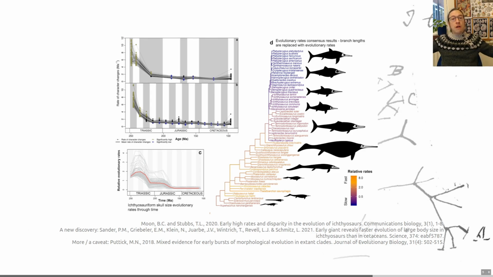So the first example of a fossil-rich adaptive radiation that I wanted to give you is in the marine reptiles, the ichthyosaurs specifically. This paper from Moon and Stubbs in 2020 is the first study to look at rates across the whole group of the ichthyosaurs for the 160 million years of their existence.